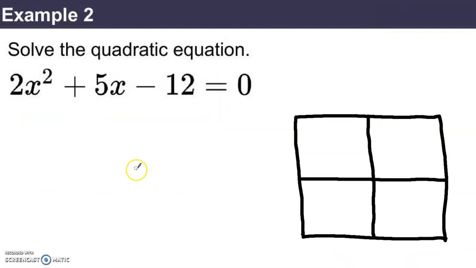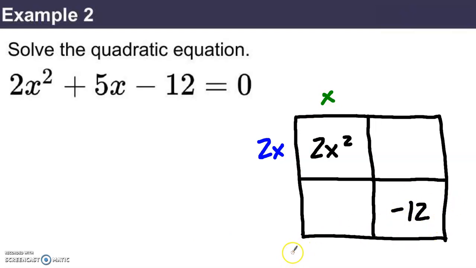Let's look at another one. Let's see if we can solve 2x squared plus 5x minus 12 equals 0. Let's see if we can solve it by factoring. Well, the 2x squared belongs here in my box to factor, and the negative 12 goes here. You know, for 2x squared, I think my two factors have to be 2x and x. There's no other way to break the 2 down.